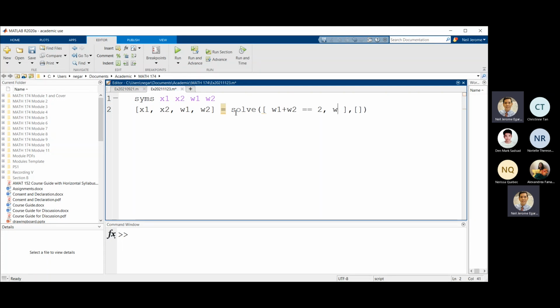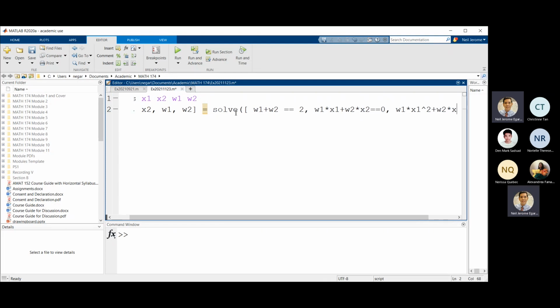Pangalawang equation ay W1 times X1 plus W2 times X2. Right? And this should be equal to 0. Okay? And then third equation is W1 times X1 squared plus W2 times X2 squared. And this guy should be equal to 2/3. Okay? Equals to 2 over 3. And then the last equation is W1 times X1 cubed plus W2 times X2 cubed. All right? And this should be equal to 0.